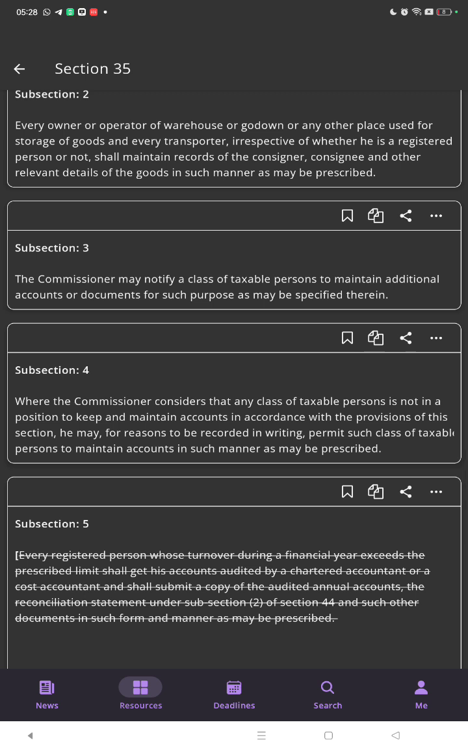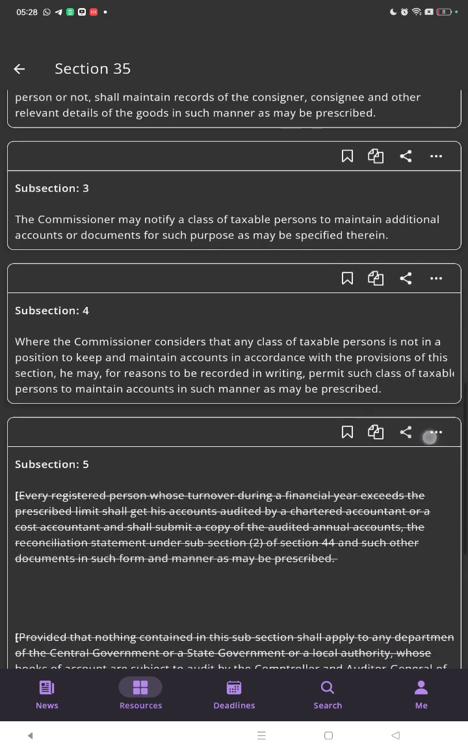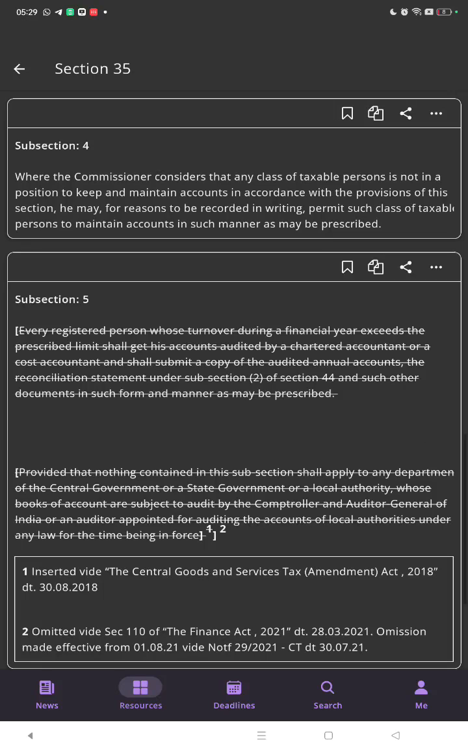Subsection 3: The commissioner may notify a class of taxable persons to maintain additional accounts or documents for such purpose as may be specified. Subsection 4: Where the commissioner considers that any class of taxable persons is not in a position to keep and maintain the accounts in accordance with the provisions of this section, he may, for reasons to be recorded in writing, permit such class of taxable persons to maintain accounts in such manner as may be prescribed.